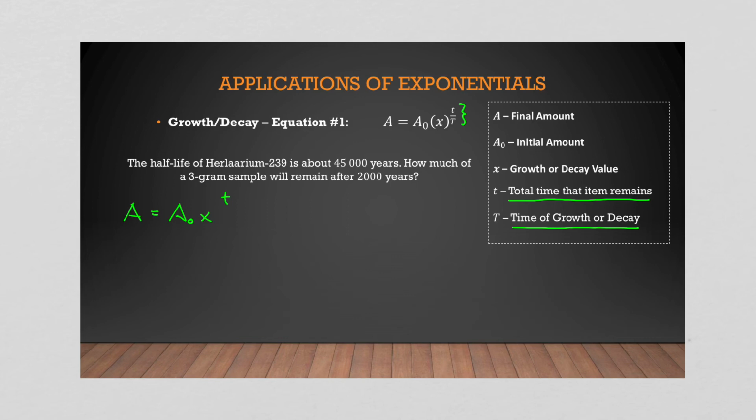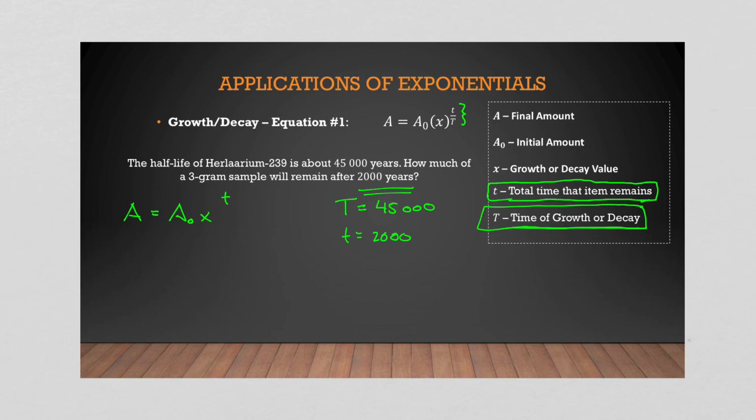So, look at this example. The half-life of Plutonium-239 is 45,000 years. So that is the time of growth or decay, so big T is 45,000 years. How much of a 3-gram sample will remain after 2,000 years? So that is the time that remains, so baby t is 2,000 years.